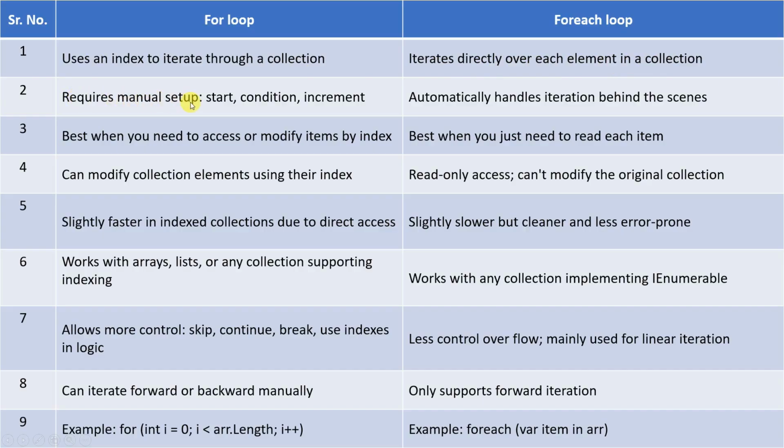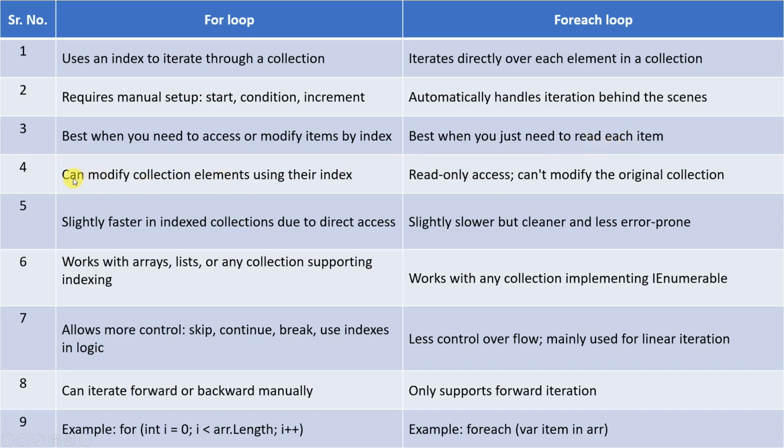For loop requires manual setup such as start, condition, and increment operator, whereas foreach automatically handles iteration behind the scenes. The next difference is, for is best when you need to access or modify items by index, whereas foreach loop is best when you just need to read each item.